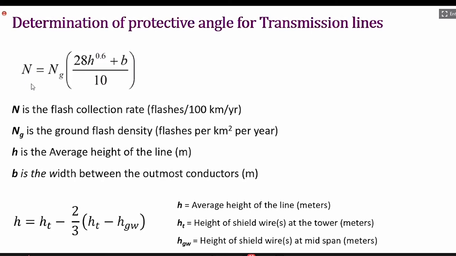As I told you earlier, the collection rate equation is the same, but the parameters are a little different. H is now the average height of the line, and B is the width between the outermost conductors. It is more or less the same, but don't forget that in the previous case, it is the width of the structure. But now, most often, when you take the outermost lines, you are getting more than that of the structure. So you can calculate H again, because there are various lines now. It's not just the height of the tower, because somewhere in between the heights may be different.